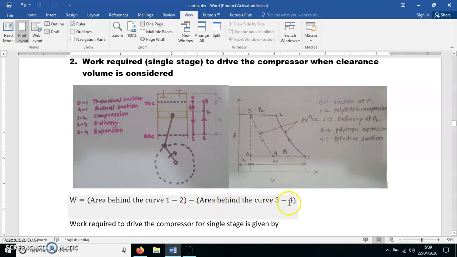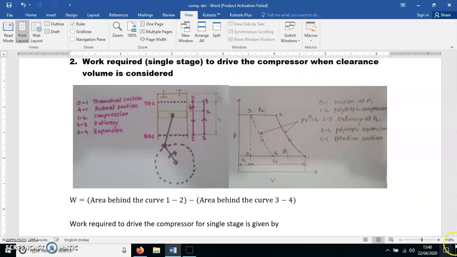Minus the area behind the curve 3 to 4. Which area? This is 3 to 4. So the area behind the curve is this one. See the cursor motion. If I subtract these two areas, I will get the area of this loop, and the loop means 4, 1, 2, 3, 4. This is the work required to drive the compressor when clearance volume is considered.